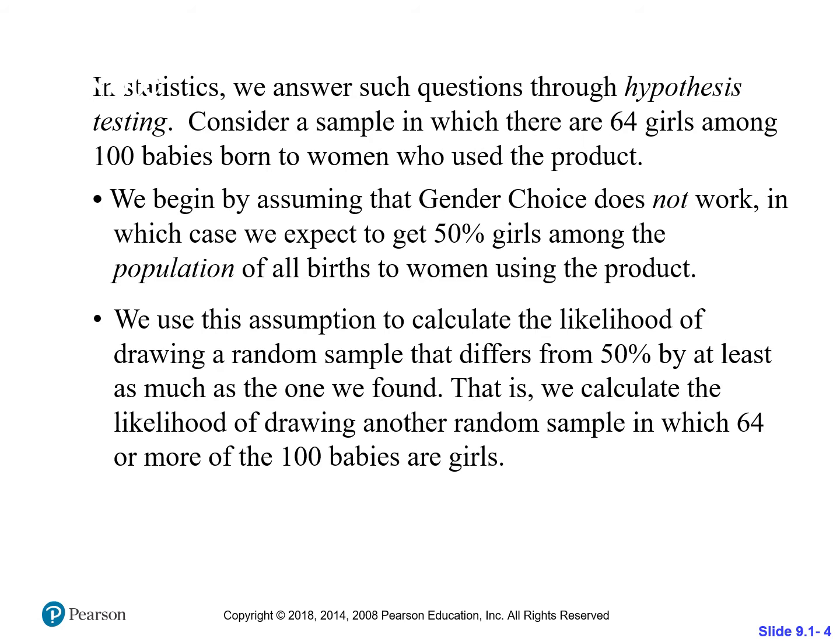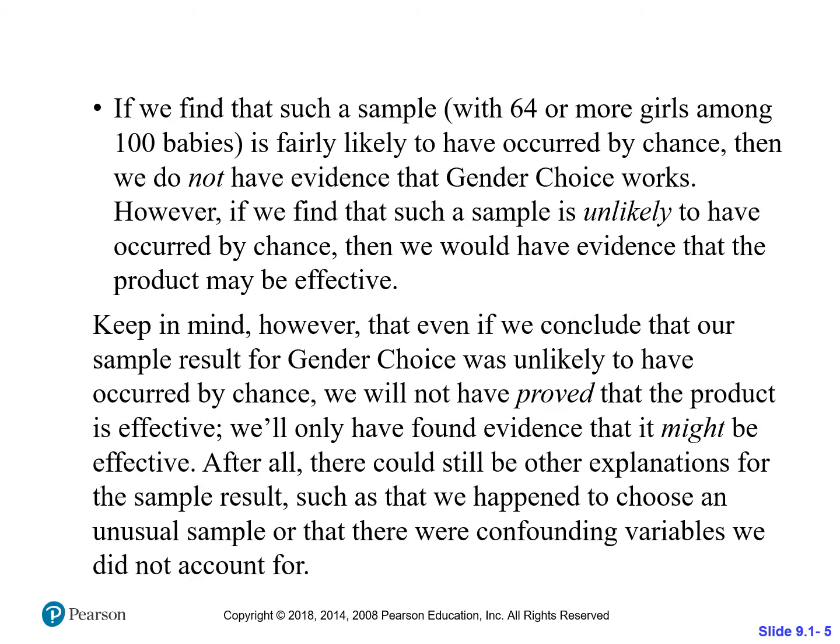So in other words, we calculate the likelihood of drawing another random sample in which 64 or more of the 100 babies are girls. If we find that such a sample with 64 or more girls among the 100 babies is fairly likely to have occurred by chance, then we do not have sufficient evidence that Gender Choice works. However, if we find that such a sample is unlikely to have occurred by chance, then we have sufficient evidence that the product may be effective.